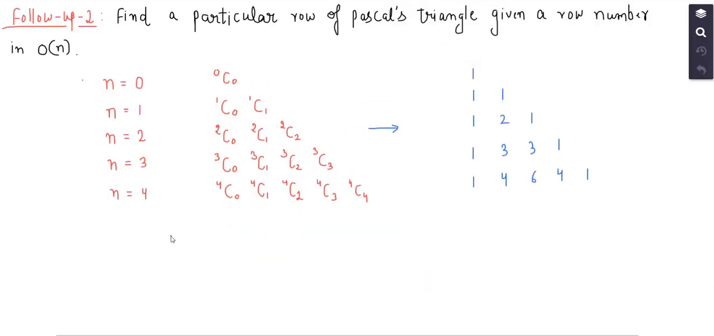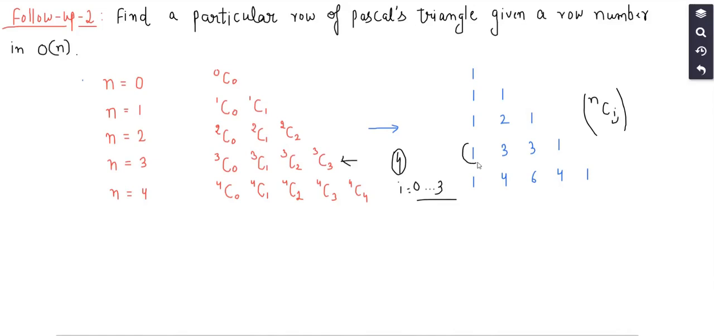Then another follow-up is to find a particular row of Pascal's triangle. For that, all we have to do is find which row we want to generate. So let's say I want to generate row number 4. I will run a loop 4 times, from 0 to 3, and calculate nCi, where i is my iterator which is iterating over the columns.